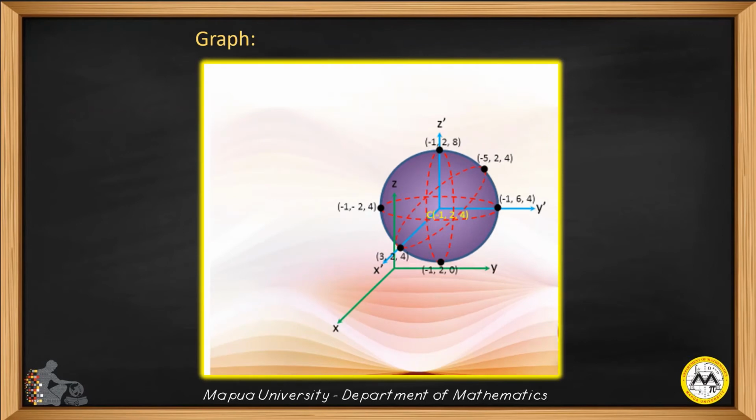So the sphere will look like this. Its center is at (-1, 2, 4), and all the points lying on the surface of the sphere will be at a distance of 4 from the center. So from the point (-1, 2, 4), if you move along the horizontal parallel to the y-axis, then you hit this point which is on the surface of the sphere with coordinates (-1, 6, 4).